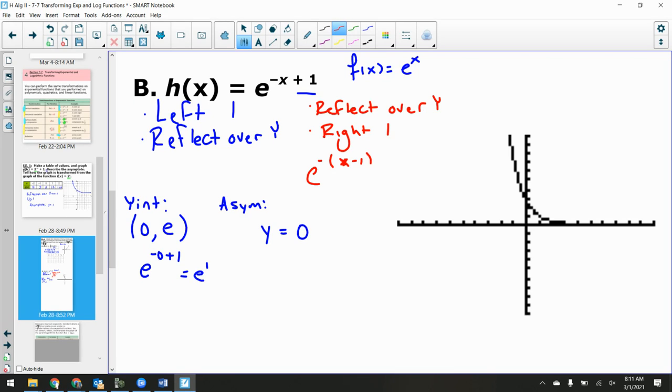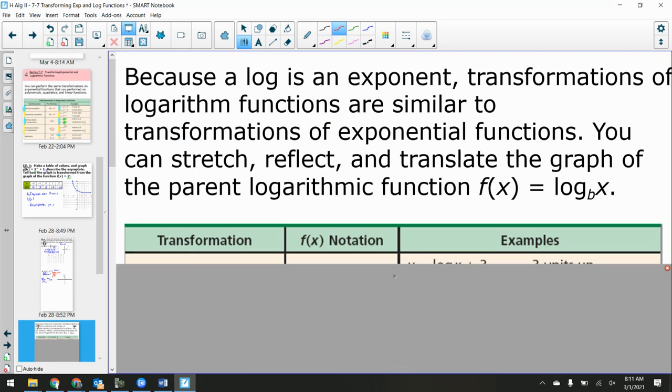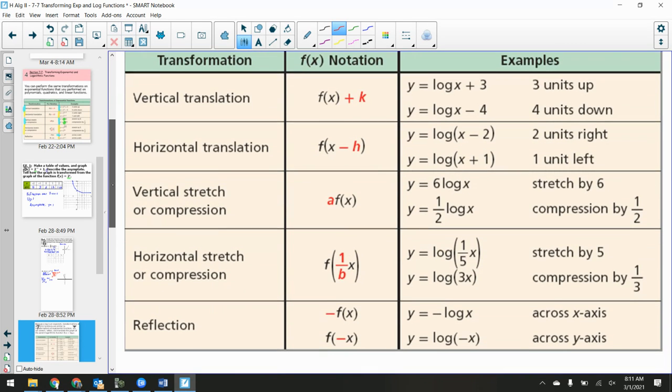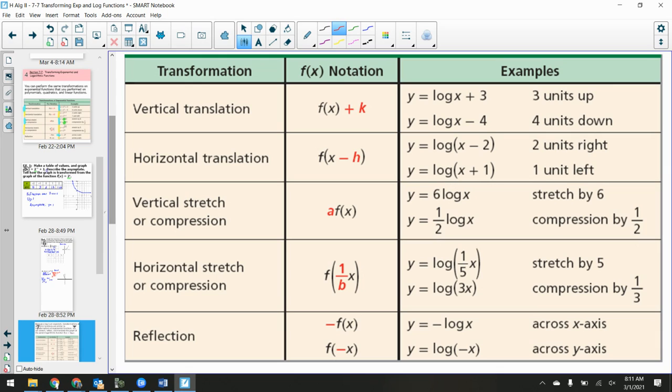All right. Let's flip it over onto the back. Let's talk about the logarithms now. Because a log is an exponent, transformations of logarithmic functions are very similar to transformations of exponentials. You can stretch, reflect, everything just like we had on our exponentials. So again, look at the middle column. It's the exact same thing that you had on the front side of this.